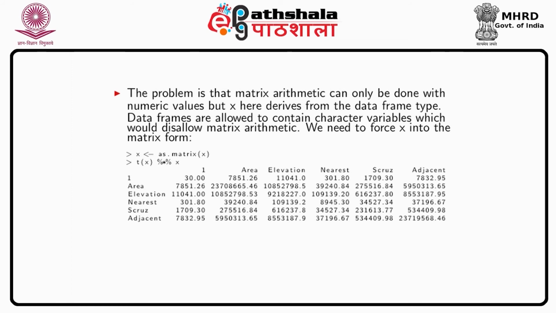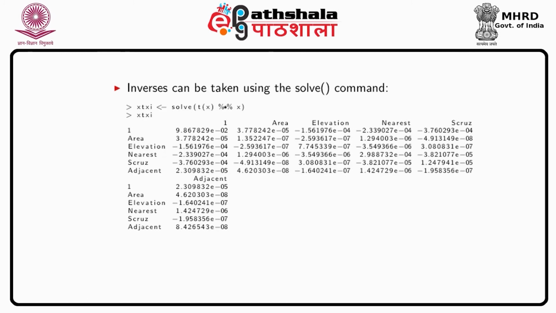So what we need to do is force X into matrix form using the following function. We define X equals as.matrix(X), which is the function that forcibly defines X as a matrix. And then after we define X as a matrix, we can find X prime times X, with the output given in the next slide. Once we find X prime X, we then need to find the inverse of this matrix in order to find beta hat. Inverses can be taken in R with the function solve. So we use solve on the transpose of X times X and we get the following matrix, which is the inverse.